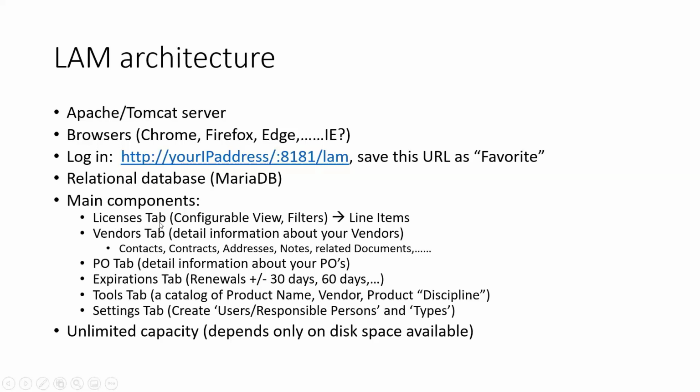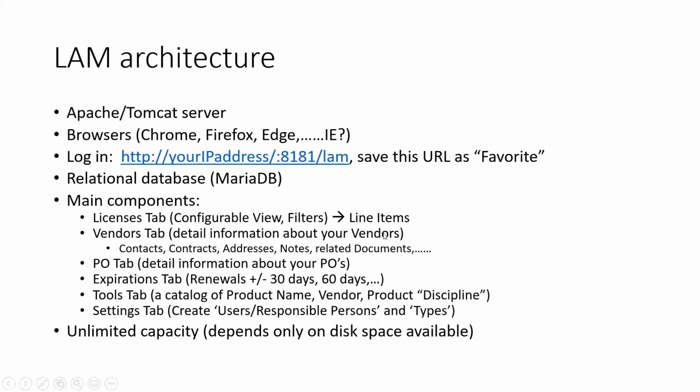The Licenses tab is the main view of all of your line items. And that view is configurable and sortable and filterable. In fact, all the tables in LAM are sortable by clicking on the column heading. And most of them you can filter by just typing in a few characters and filter that table to get to what you want.